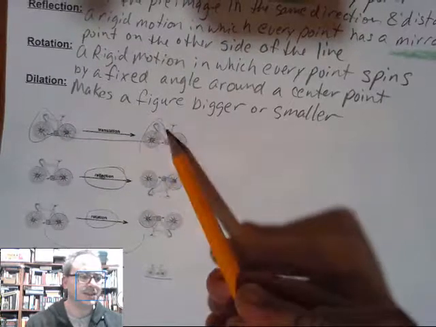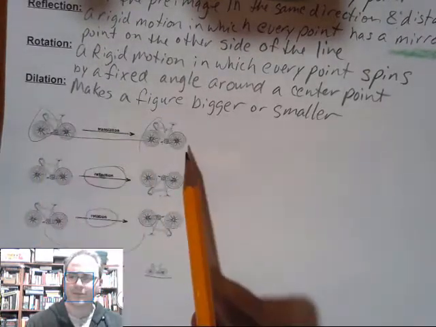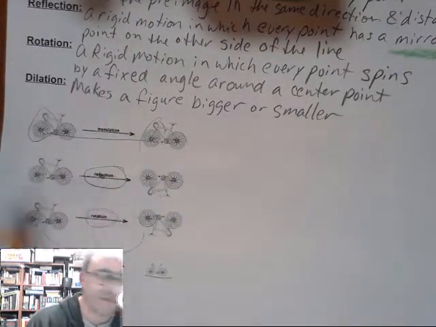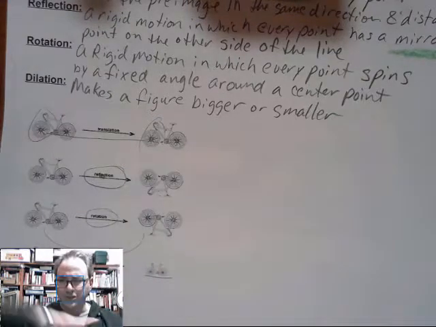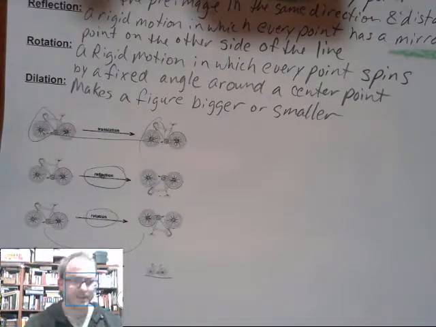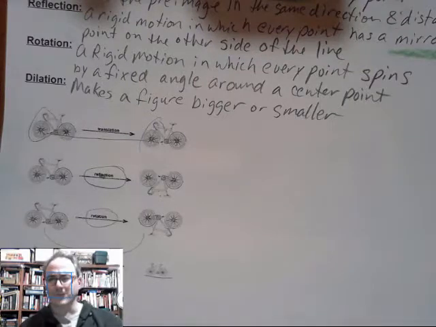That's what we have. Translation, moving around from location. Reflection, flipping a mirror image. Rotation, changing orientation, spinning around a center. And dilation, getting bigger or smaller.